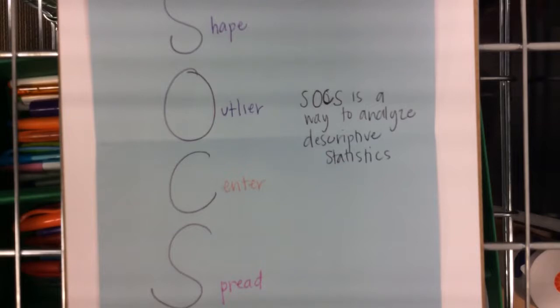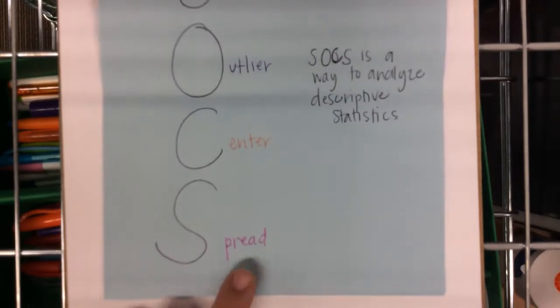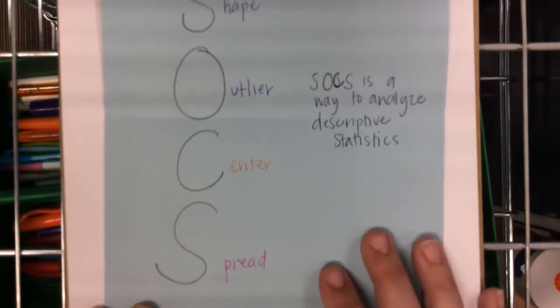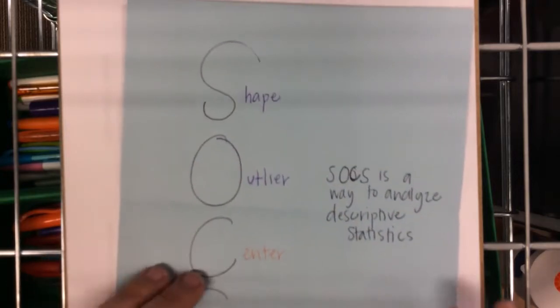Is it a good graph? Well, let's look at the shape. What does the shape tell me? Let's look, are there any outliers? What does that tell me about the graph? Where's the center of the graph? Is it truly in the center? And spread, is the graph spread out or is the spread small? Those are the 4 areas of graphs that we look for.